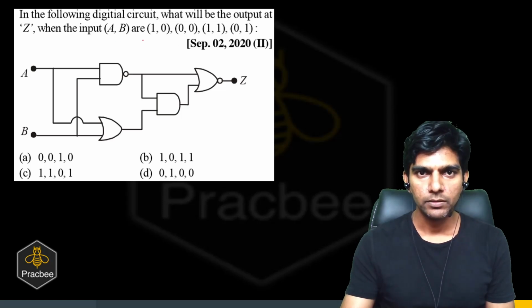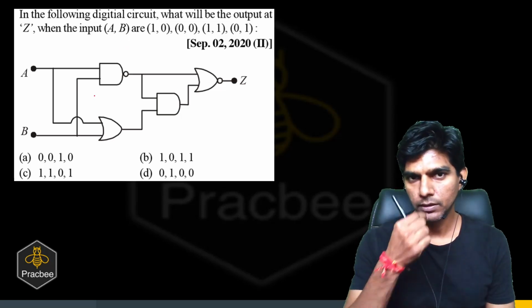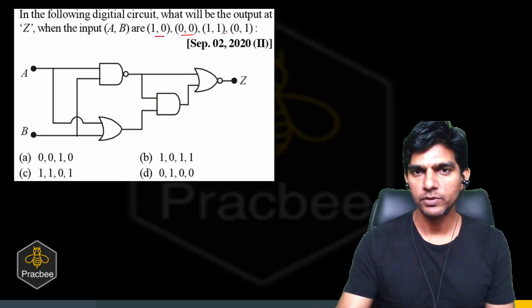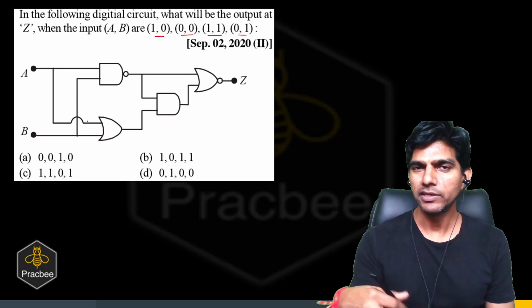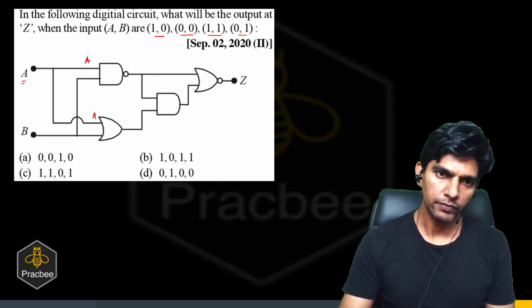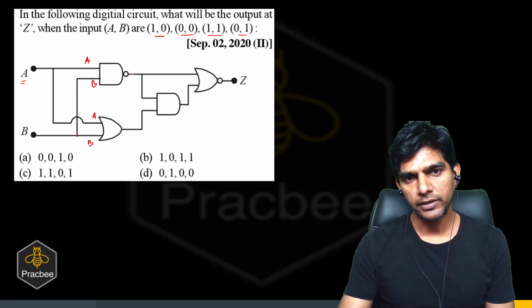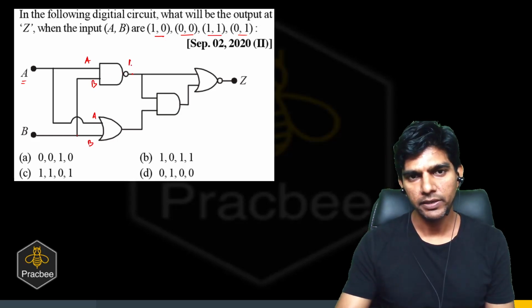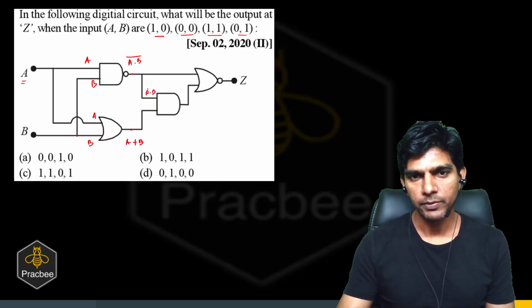So we have been given two inputs and one output, and we have to figure out what type of output we will get for 1, 0, 0, 0, 1, 1, and 0, 1. So let us do this with Boolean algebra. Here we have A, here we have A, here we have B and B. At the output of this NAND gate, we will get A times B bar. At this, we'll get A plus B.